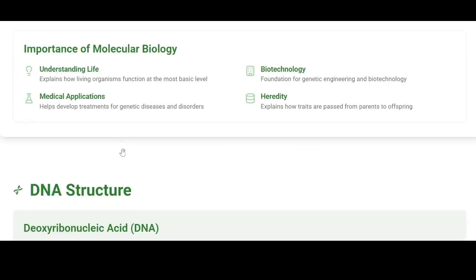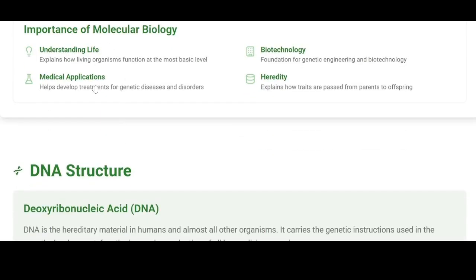Now, what is the importance of molecular biology? It helps us understand how living organisms function at the most basic level. It also helps develop treatments for genetic diseases and disorders, and it is the foundation for genetic engineering and biotechnology.